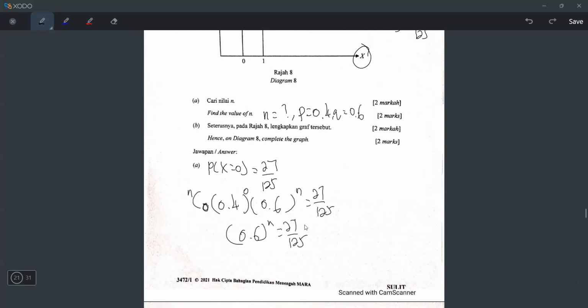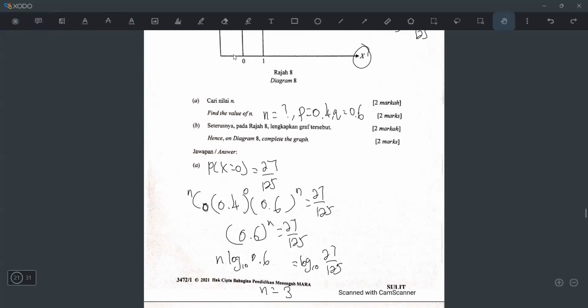And since these two numbers cannot change to the same base, you take log on both sides. The power n, you can bring to the front, equals log base 10 of 27 over 125. And I will get my n here. So n equals log 10 of 27 over 125 divided by log 10 of 0.6. So I got 3. So my n is 3, and then I have finished A.